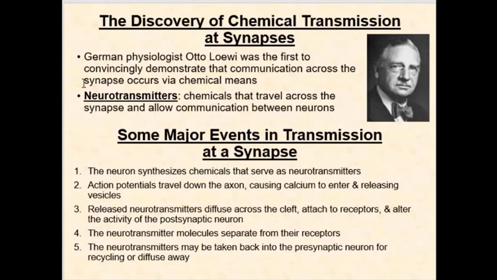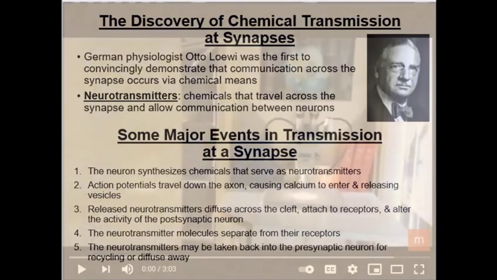Ultimately those chemicals went on to be called neurotransmitters. He called them vagus stuff because he was stimulating the vagus nerve that led to the heart. But ultimately we went on to call them neurotransmitters. Neurotransmitters in general are just chemicals that travel across the synapse and allow for communication between neurons. But very quickly, watch this video about his experiment and see what you think.